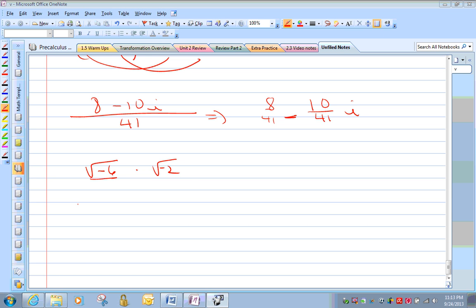All right, I'm going to rewrite this as the square root of 6i times, I'm going to take the negative out of this, the square root of 2i. Now we are going to FOIL or multiply them together. So when we do that, this is all about multiplying these together. You have the square root of 6 times the square root of 2, which becomes the square root of 12. And we have i times i, which is i squared.